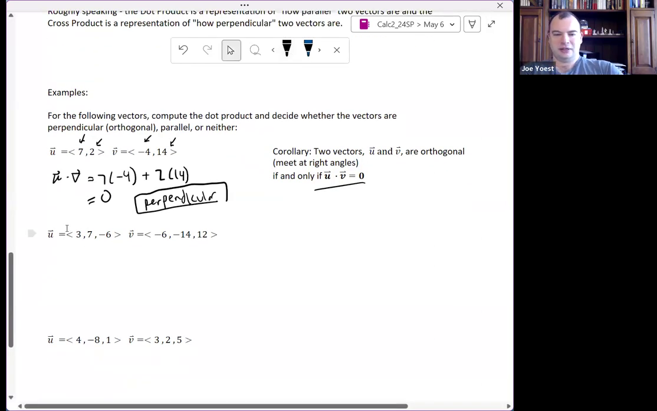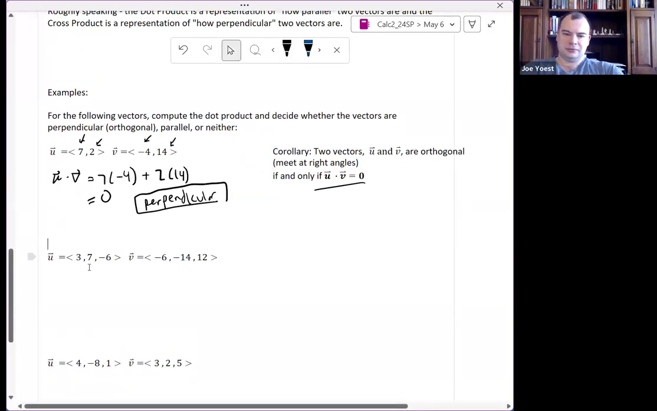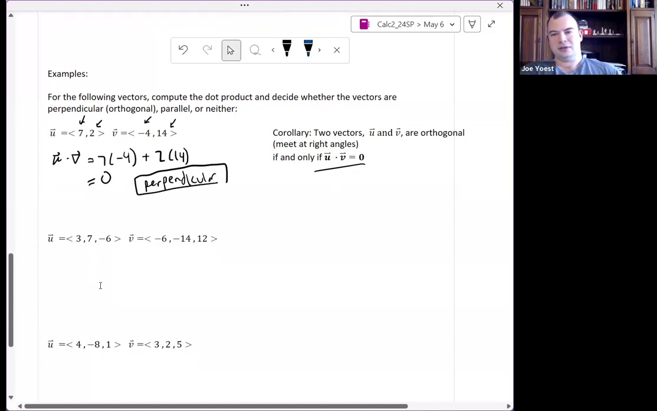If I look at the next example, again, I can compute the dot product to see if they're orthogonal.